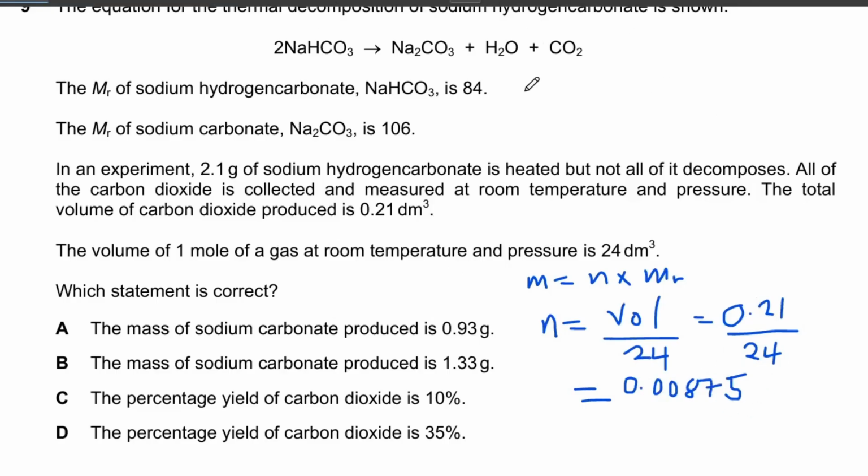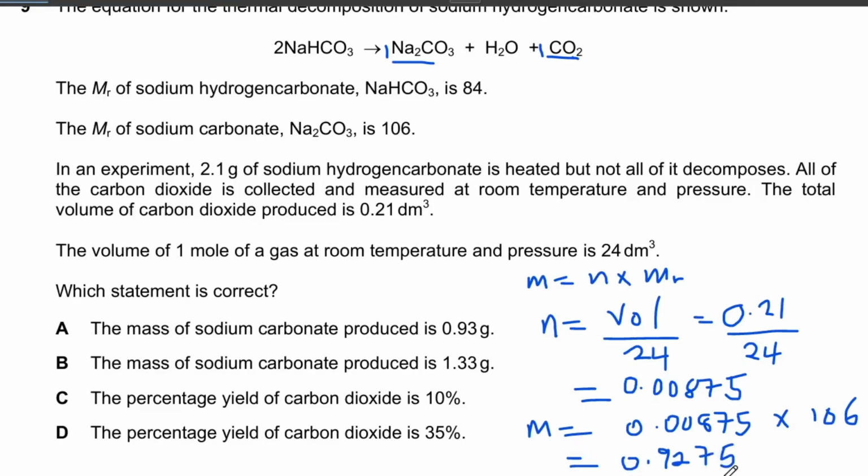So now we need to calculate the number of moles of sodium carbonate. What we use is the mole ratio. The mole ratio of sodium carbonate to carbon dioxide is 1:1. So that means the number of moles of sodium carbonate is also 0.00875, because their mole ratio is the same, 1:1. Now we use this formula to get our mass of sodium carbonate. Our mass is going to be 0.00875 multiplied by 106. This will give us 0.9275, which is approximately 0.93. So therefore, our answer is A.